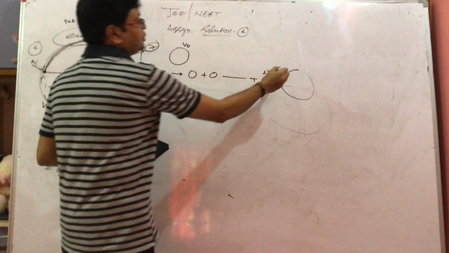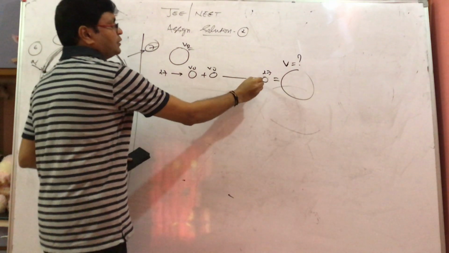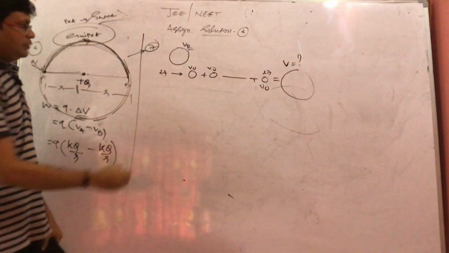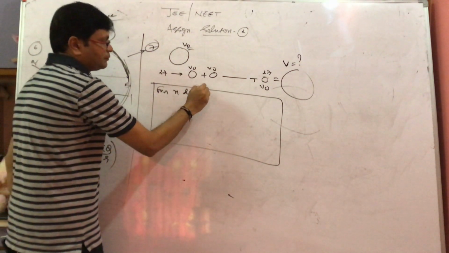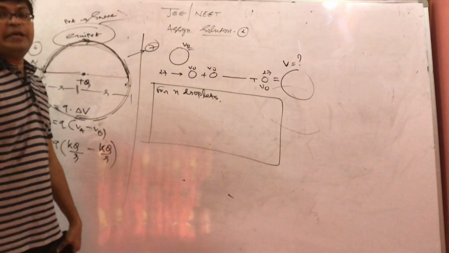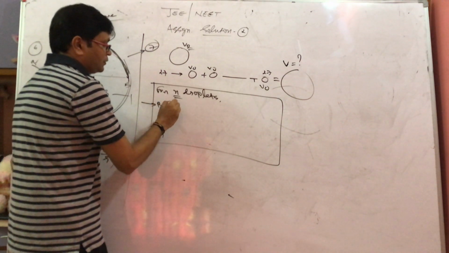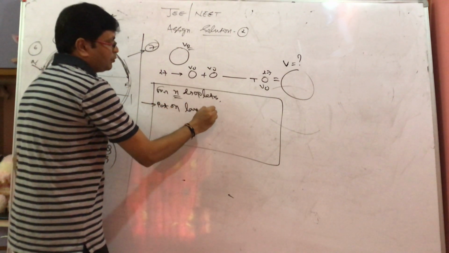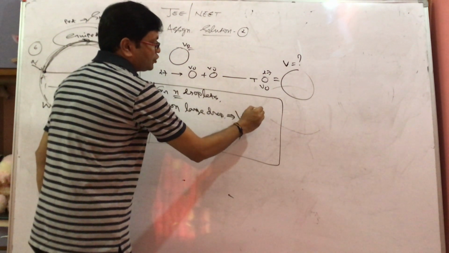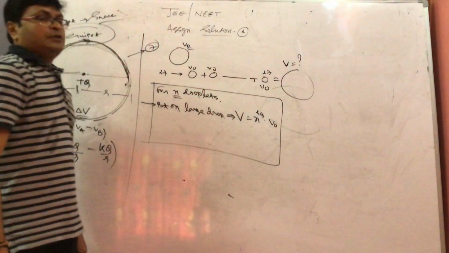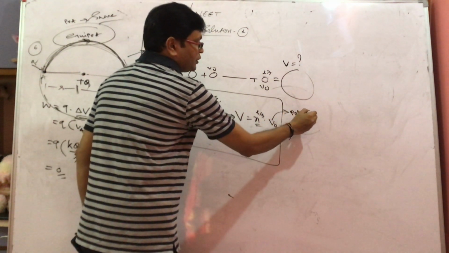Then what is the potential on this large droplet? Potential on each droplet is V naught, V naught, V naught. What is the potential on the large droplet? Here I am writing a shortcut; from today keep this shortcut in mind. For n number of droplets, if n number of droplets combine, the potential on the large droplet or bigger droplet is always given by the equation V is equal to n raised to 2/3 V naught, where n represents the number of droplets and V naught represents the potential on each droplet.